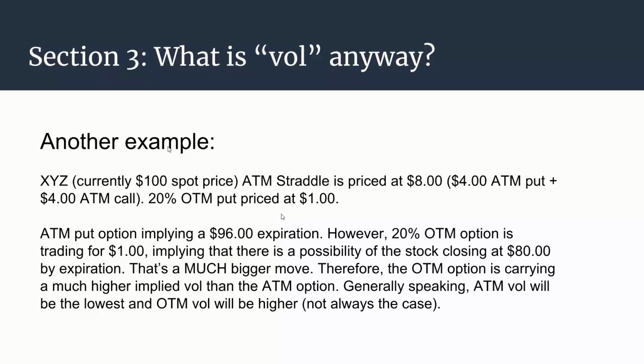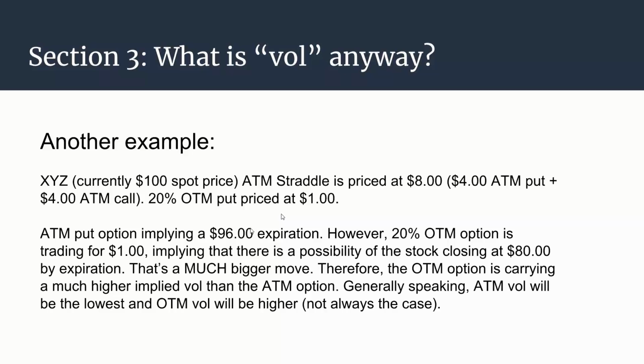All right, so one more example here. We won't go down a rabbit hole on skew, but this is just a quick look at how skew works. So that same underlying, XYZ, the at-the-money straddle is priced at $8. That means the at-the-money put is roughly $4 and the at-the-money call is roughly $4. If you look down the chain, 10, 20%, we find an out-of-the-money put priced at $1. The at-the-money put is implying a $96 expiration. We have a $4 put there, so it's pricing in sort of a 50-50, $96 expiration.